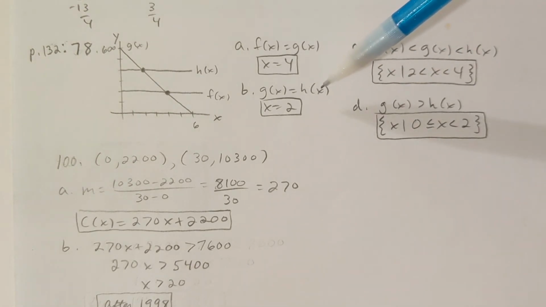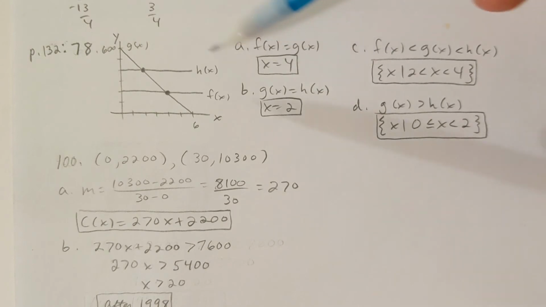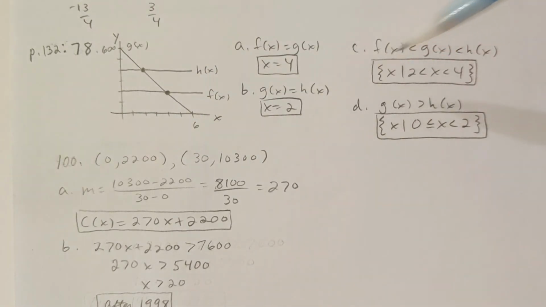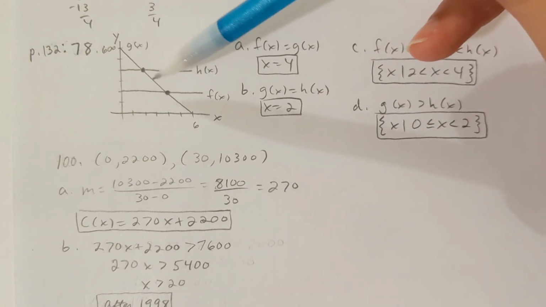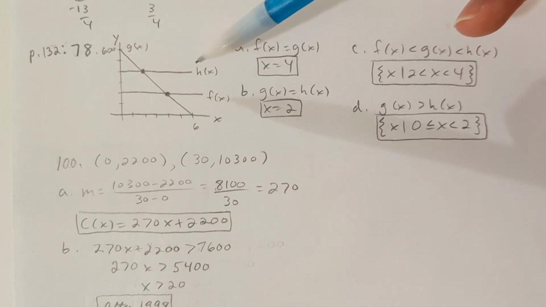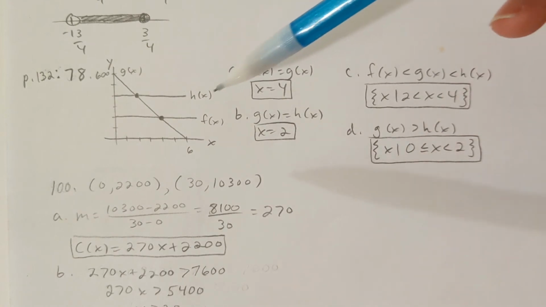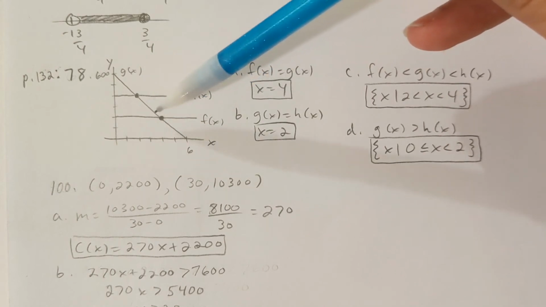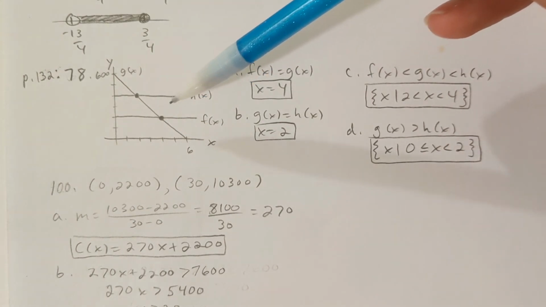g of x equals h of x. Okay, where do g of x and h of x meet? x = 2. Okay. Part C, f of x less than g of x less than h of x. So where is g in between h and f? Well, if x is between 2 and 4, you're going to be between h and f.